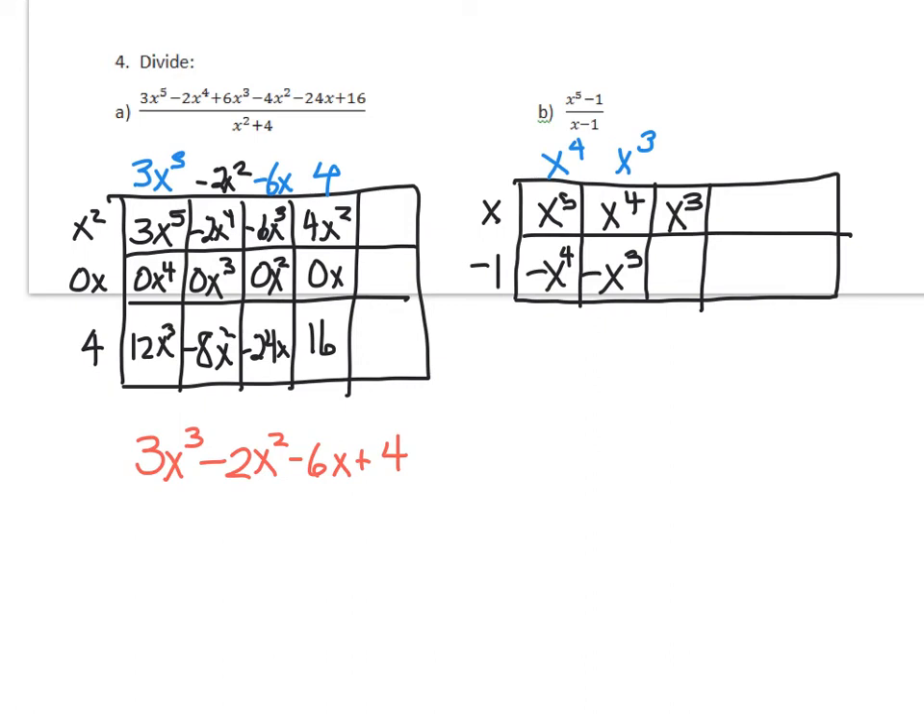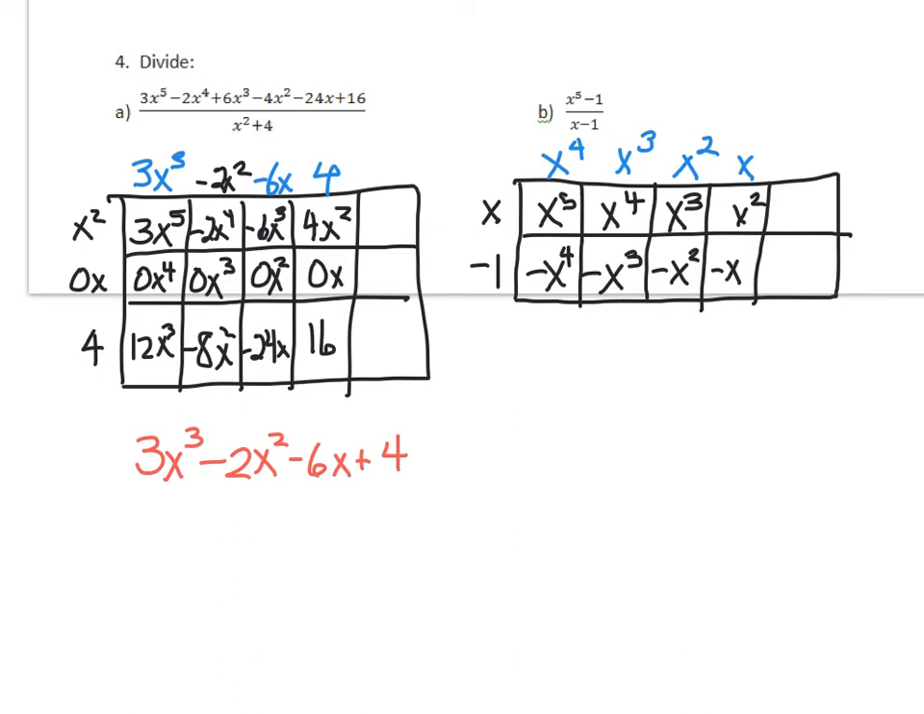What do I have to multiply by x to get x to the third? X to the second. X to the second times x is x to the third. X to the second times negative 1 is negative x to the second. Make my next column. This diagonal is going to have to be a 0x squared. Positive x squared adds to negative x squared to get 0. What do I have to multiply x by to get x squared? That's going to be an x. X times x is x squared. X times negative 1, negative x.